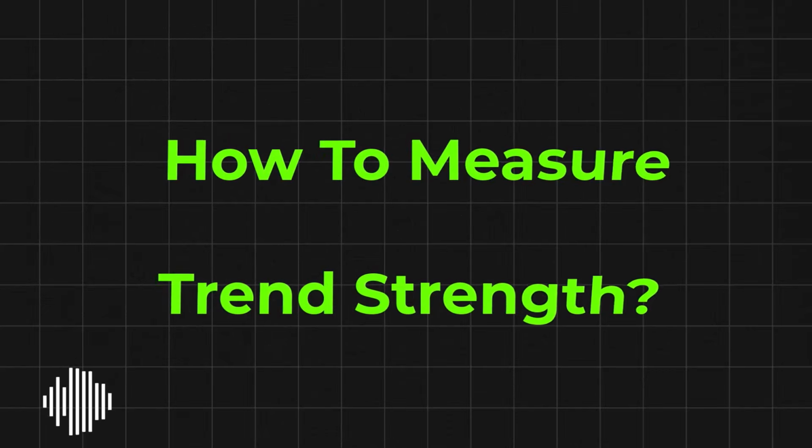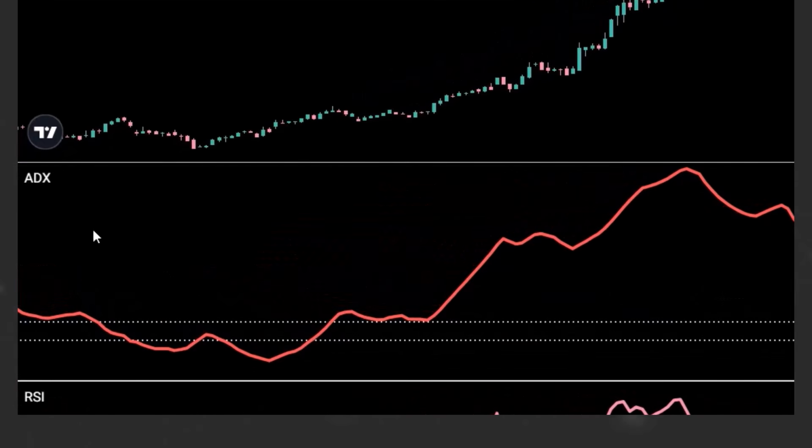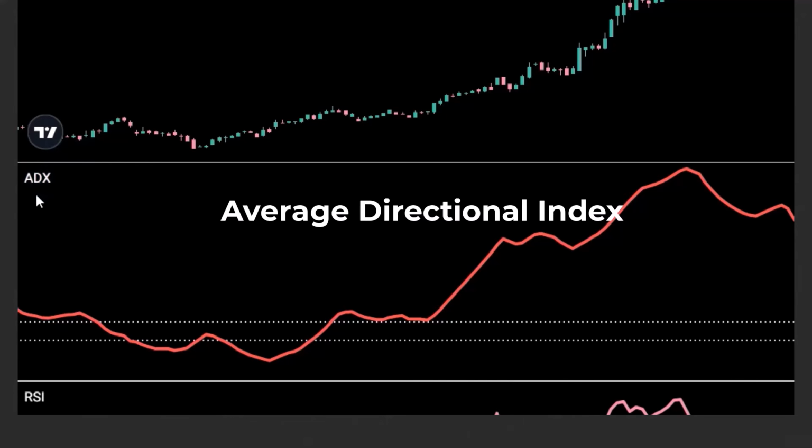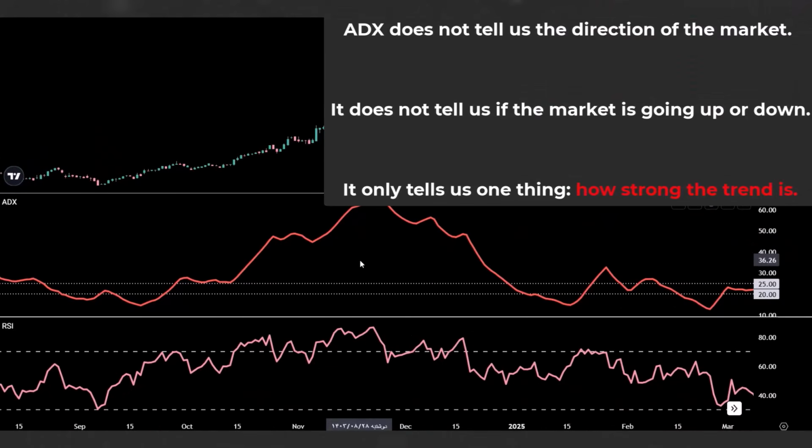How to measure trend strength? So how can we tell if the trend is strong or weak? One simple tool traders use is called the ADX indicator. ADX stands for Average Directional Index, and its job is very simple. It measures the strength of a trend. But here's something important to understand. ADX does not tell us the direction of the market. It does not tell us if the market is going up or down. It only tells us one thing, how strong the trend is.